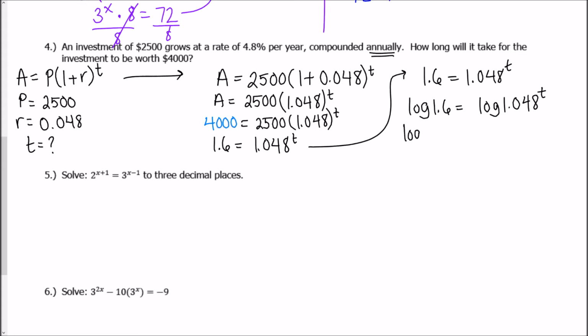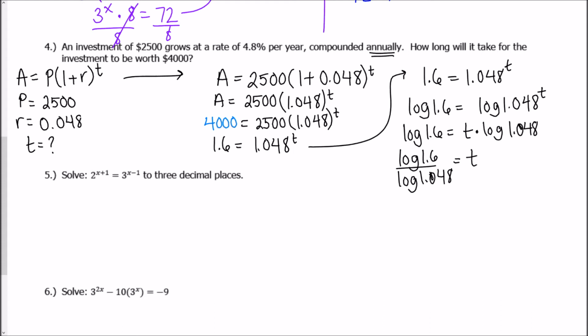So I end up getting log of 1.6 is equal to t times log of 1.048. So now to get this t alone, I can just say t is equal to log of 1.6 over log of 1.048, which is different than log of 1.6 minus log of 1.048. This is different because I'm doing the actual log to both of them, as opposed to log of just 1.6 over 1.048. That's not the same thing, okay?